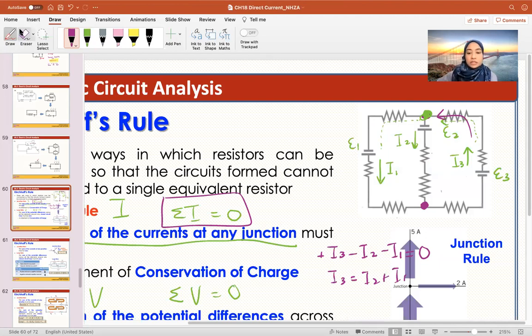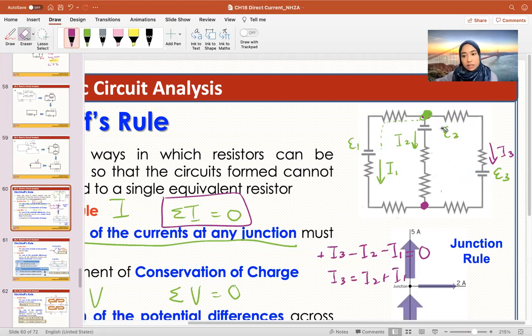Okay, there's another question. This is the question that I made up in my head. Doctor, what if I draw the current like this, I3? Can or not? The answer is yes, you can. You can draw the current the other way. It doesn't matter actually, but if you change I3 to become the opposite side, your equation also changes. So let's change that. We remove this.